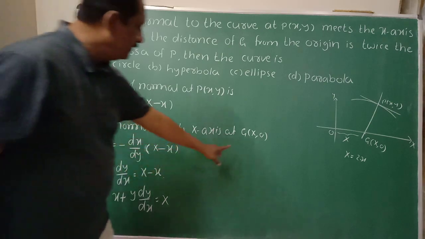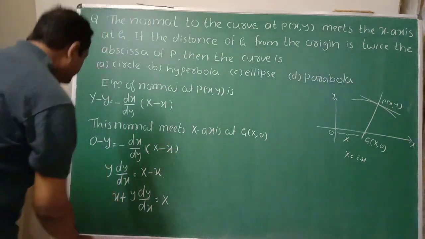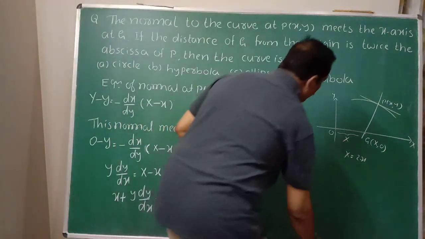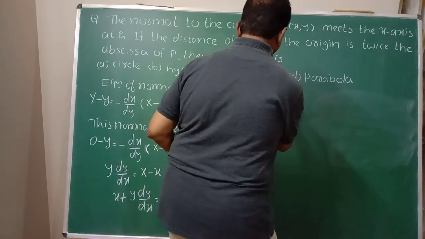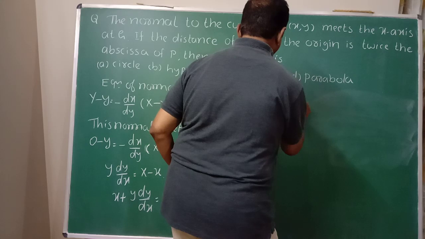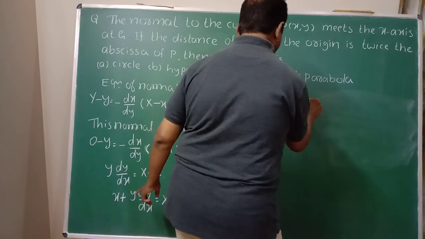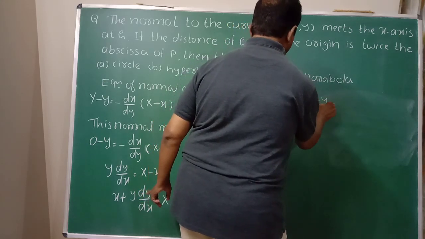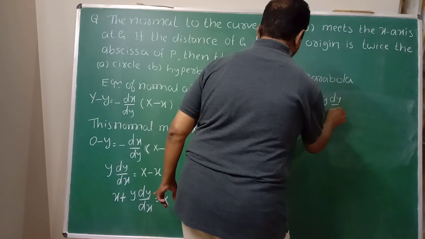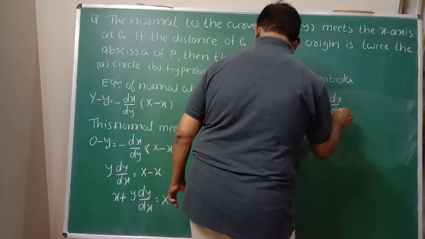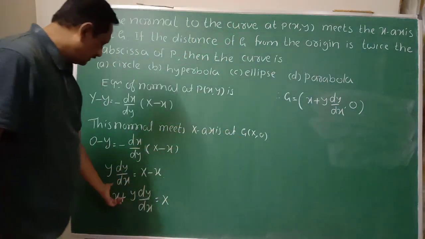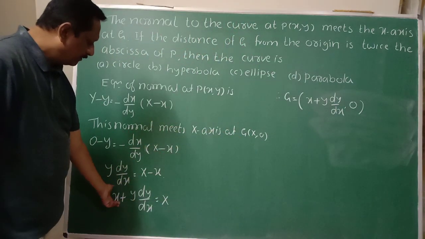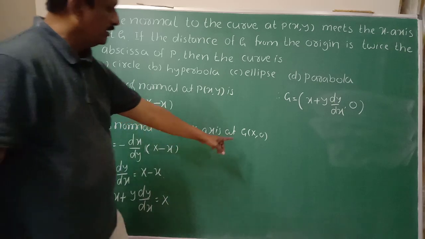Therefore here g is equal to, therefore the coordinate of the point g is x plus y into dy upon dx, comma 0. We just replace x by this again, x plus y into dy upon dx, comma 0.